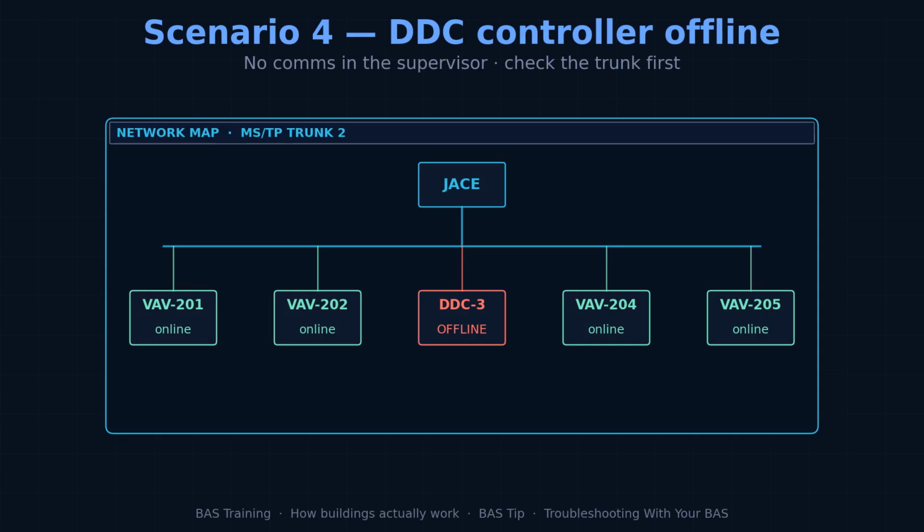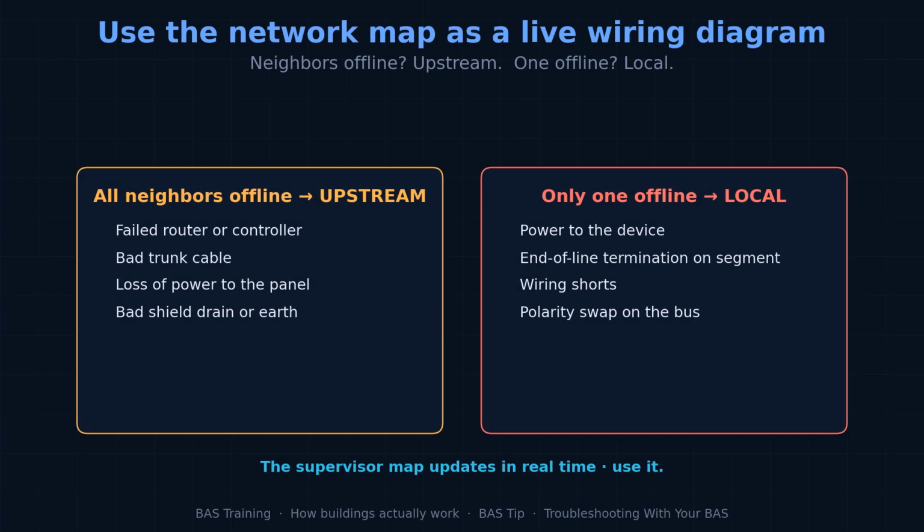Scenario 4. A DDC controller shows offline in your BAS supervisor. No communication. Here's how you use the BAS to troubleshoot it systematically. First, check neighboring devices on the same MS/TP trunk. If they are all offline, the problem is upstream, likely a failed router, a bad trunk, or a loss of power to the panel. If only one device is offline, it is isolated. Check the device's power, check the end-of-line termination resistor on that segment, check for wiring shorts or polarity swaps. Your BAS network map is essentially a wiring diagram that updates in real time.